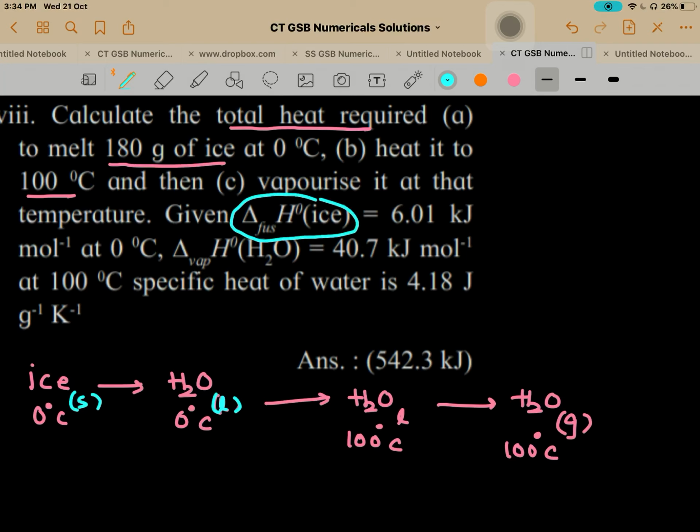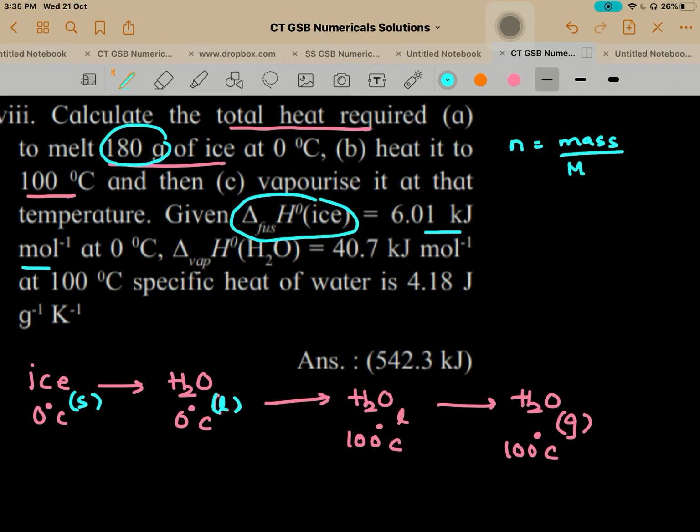See this. Enthalpy of fusion means enthalpy change required to convert 1 mole of ice to water. Because the value given is what? Kilojoule per mole. So if it is 1 mole of ice and you're converting to liquid water at 0 degree, then the heat required is 6.01. Now, how much ice is given in the question? They have given 180 gram. So if I want to convert into mole, so mole is what?